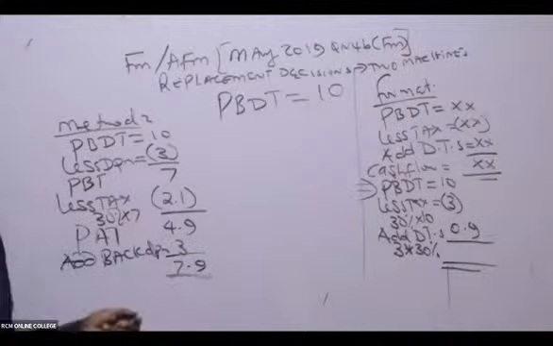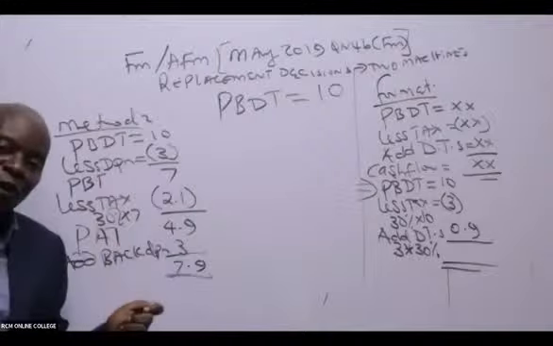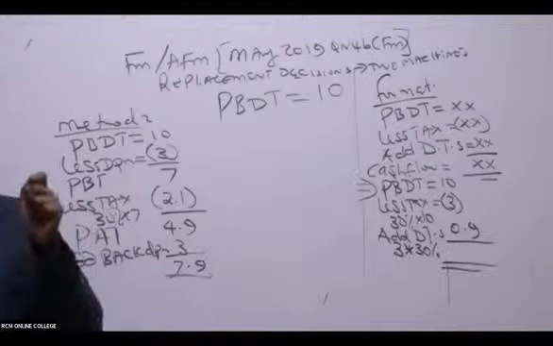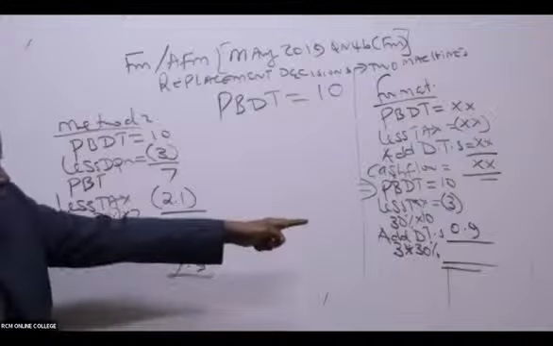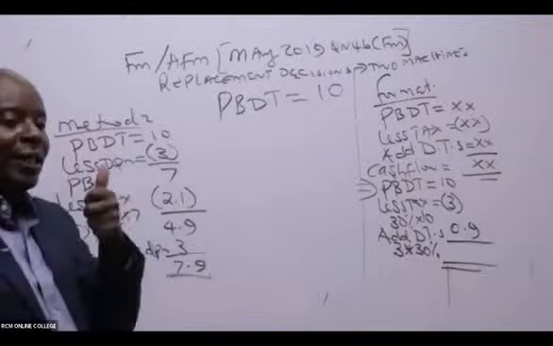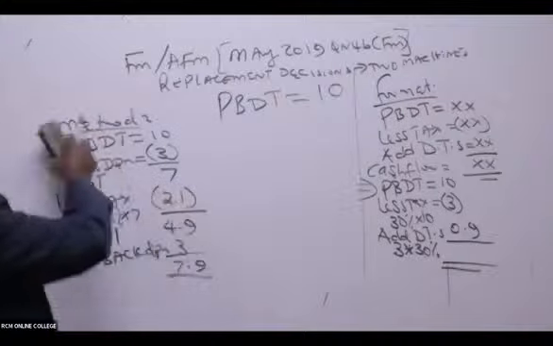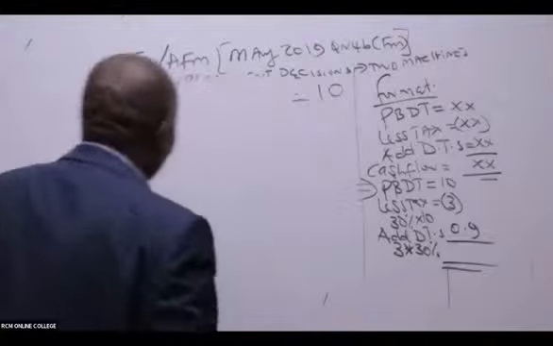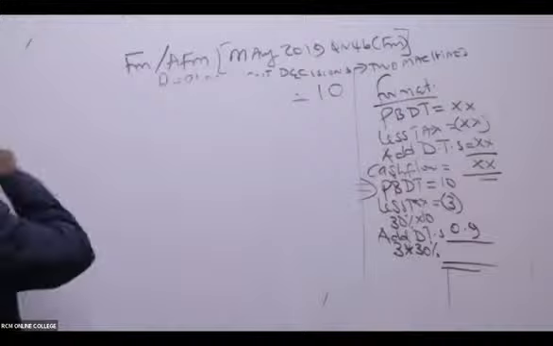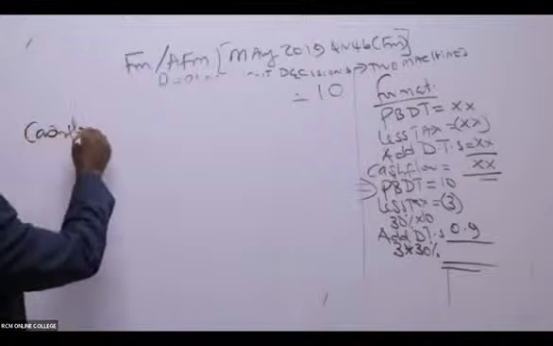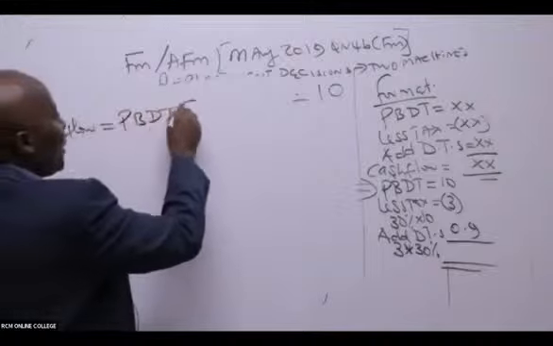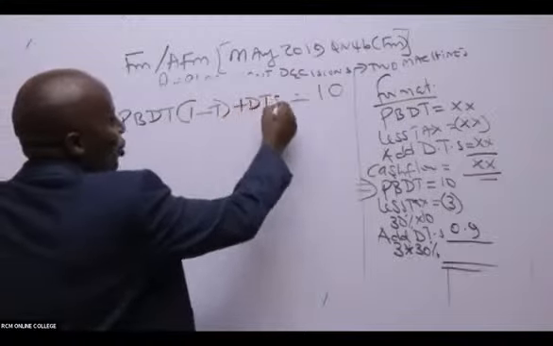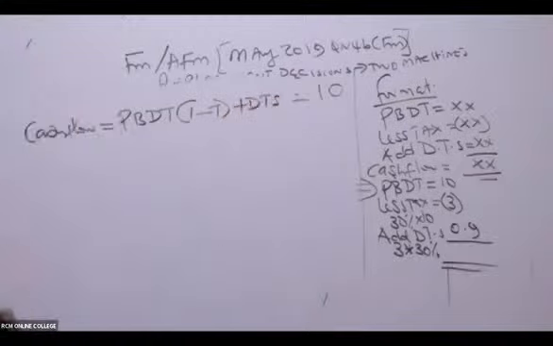Remember here, we add back depreciation the way it is, not depreciation tax shield, but depreciation. You get the 7.9, which is the figure we got there. But the very best of all ninjas will come and handle this question this way. They'll tell you that operational cash flow equals profit before depreciation and tax, less tax, and then you add depreciation tax shield. A good ninja will do it directly like this.